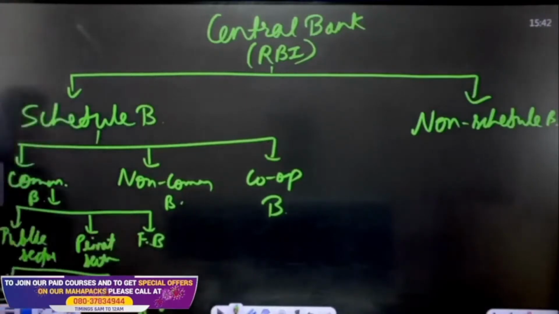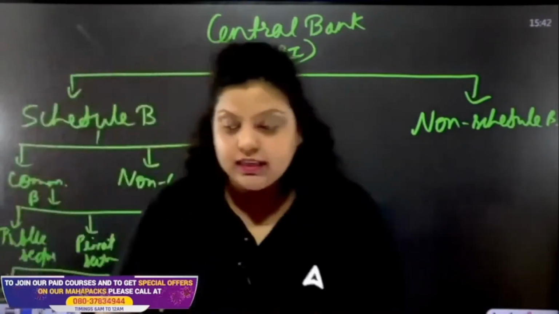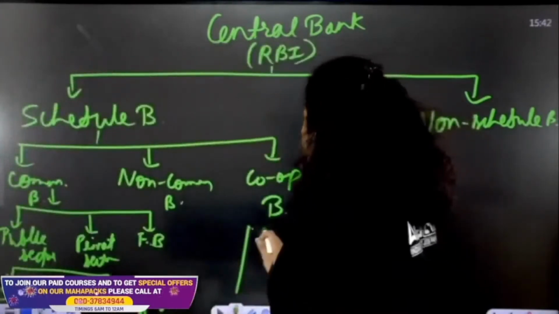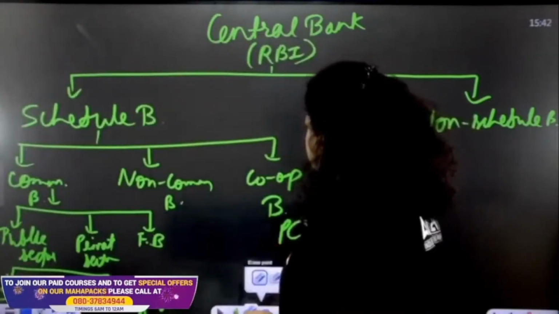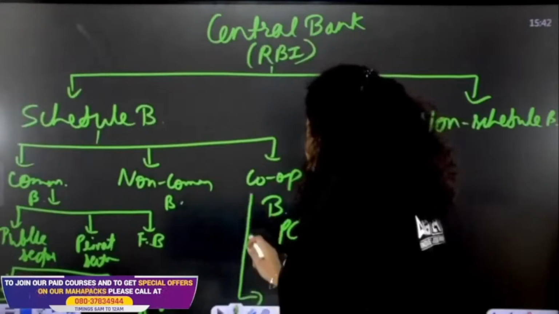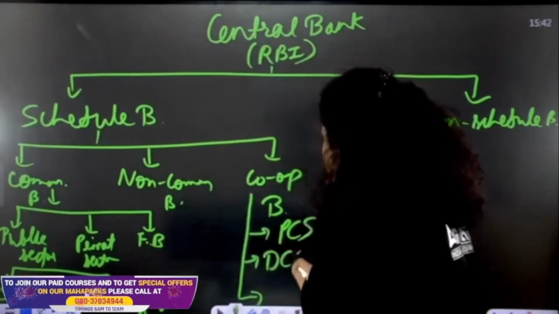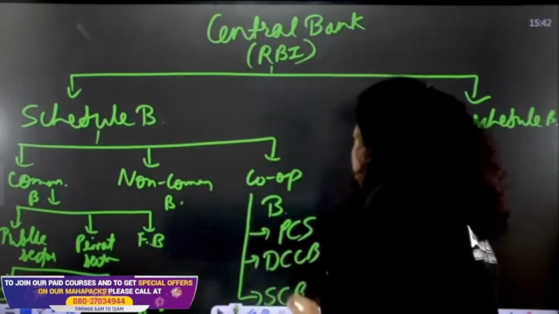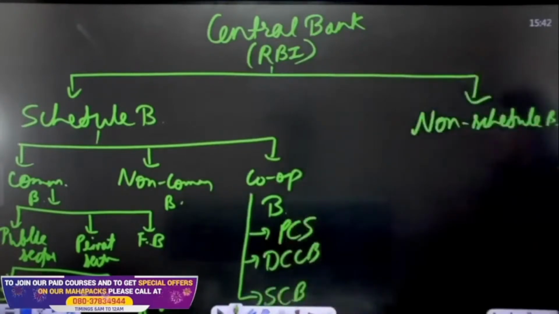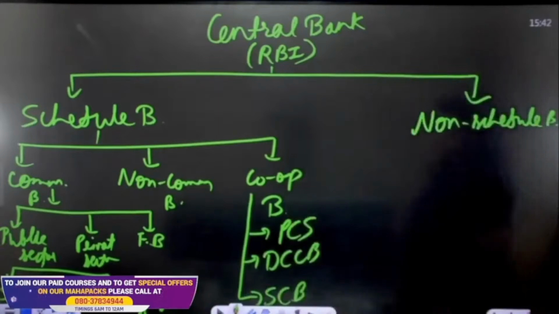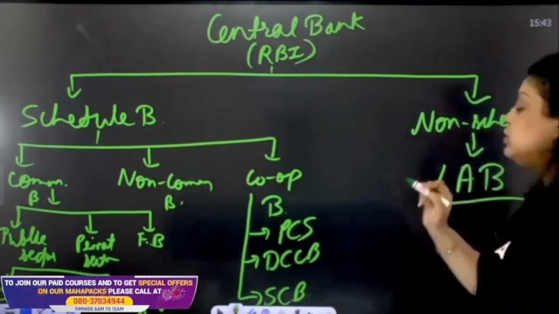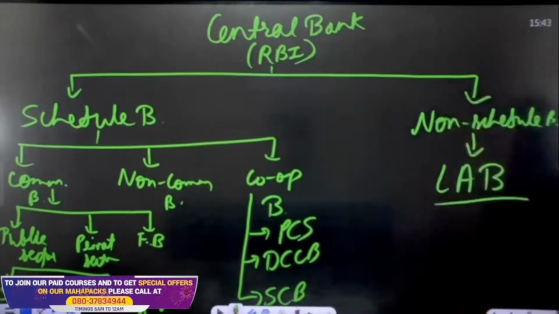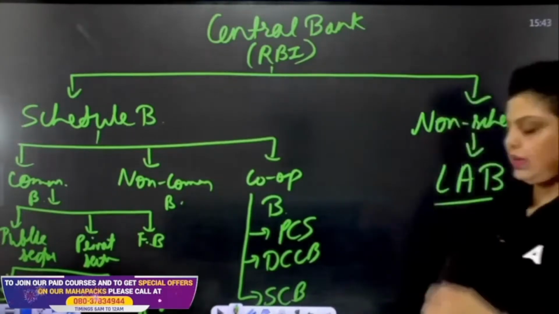Now the cooperative banks are also divided into three categories: primary credit society, district central cooperative bank, and state cooperative bank. Now the local area banks are the only non-scheduled banks in our country. Only the local area banks are the non-scheduled banks. LAB means local area banks.